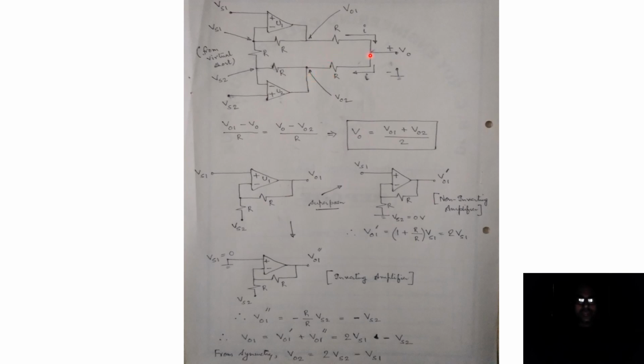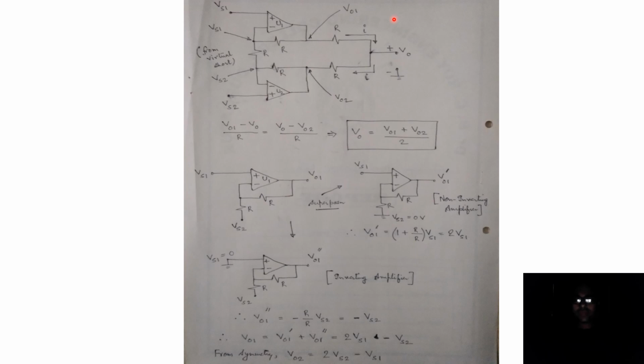So framing this equation, (VO1 minus V0) divided by R, which is this current, must be equal to (V0 minus VO2) divided by R. And so from here, we can note down the value of V0 as simply the average of these two voltages. So this is half of VO1 plus VO2.